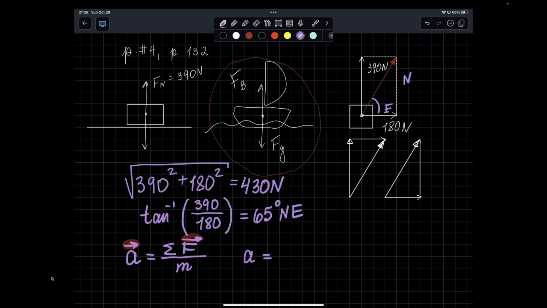So I will take my 430 and divide by the mass of the boat, which the problem announces as 270. So I have 430 over 270. That gets me 1.6 meters per second squared, since I'm after acceleration, in the same direction, so 65 degrees north of east. And that is how you solve problem number 4 on your homework for Newton's second law.